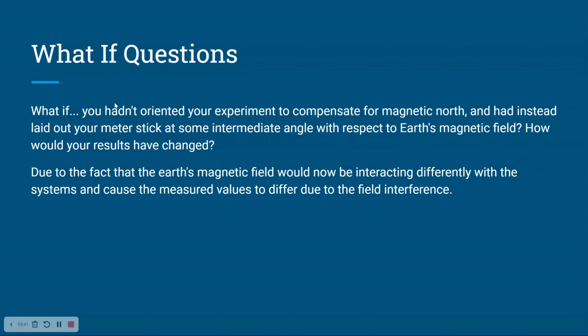So that brings us to the what-if questions for this lab. The first is, what if you hadn't oriented your experiment to compensate for the magnetic north and had instead laid out the meter stick at some angle with respect to Earth's magnetic field, and how would that affect the results? Due to the fact that the Earth's magnetic field would now be interacting differently with the system that we set up, this would cause the values to be different because, of course, Earth's magnetic field will have some impact on the magnetic field of the bar magnet, and those will clash with each other or add to each other in some way if we didn't set it up so that it didn't have as much of an effect.